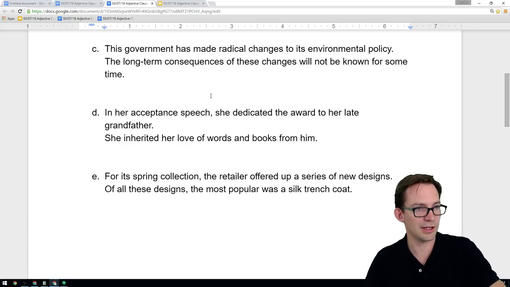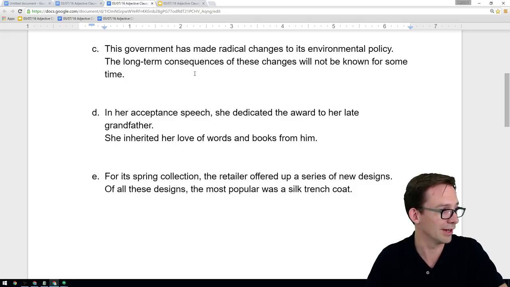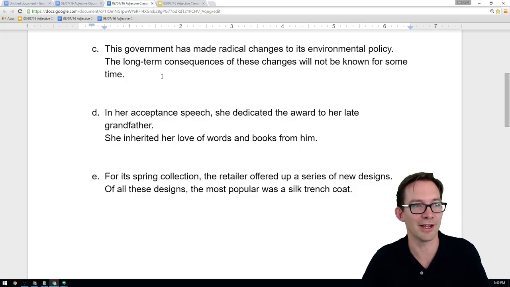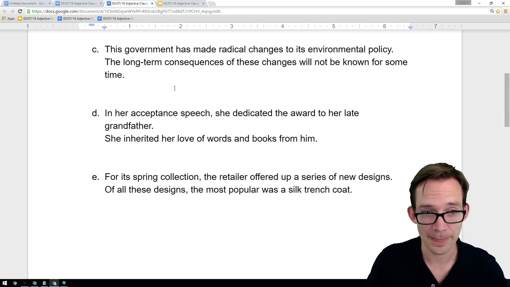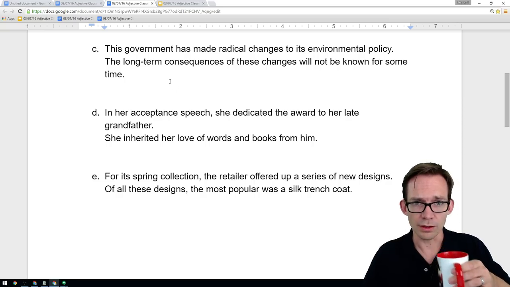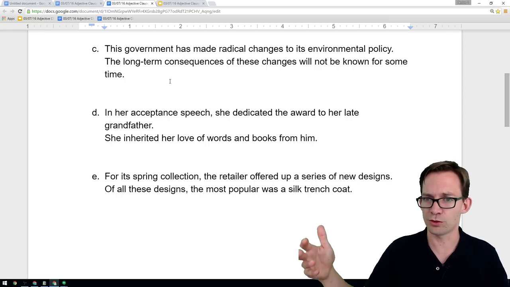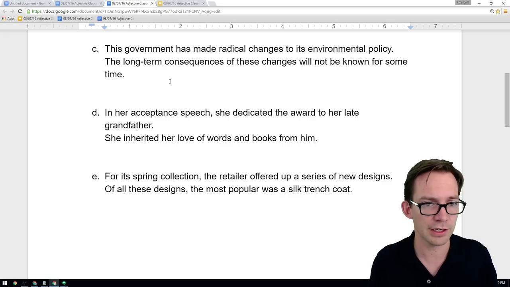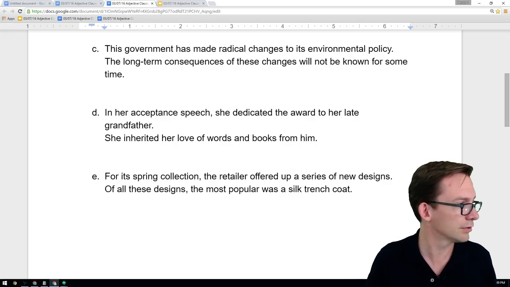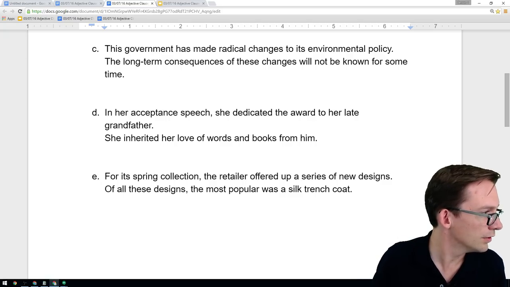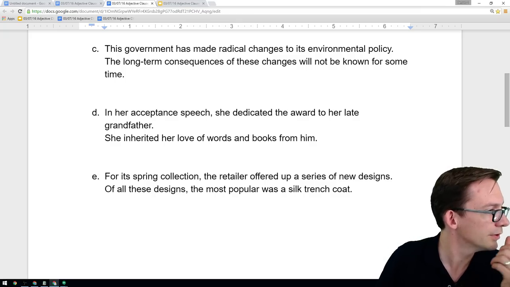Three more, and then I'm going to get to the mistake of the week. I think Raphael will never forgive me if I skip it for another week. Okay, so C. The government has made radical changes to its environmental policy. The long-term consequences of these changes. Let me pick somebody else here. Who's got it?